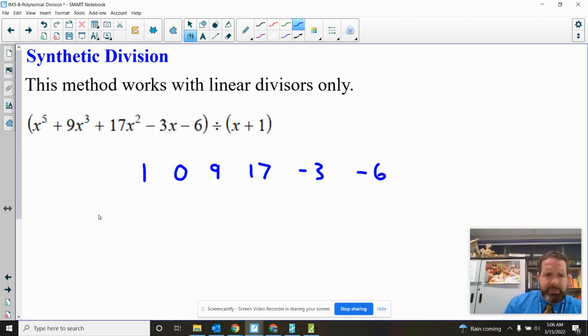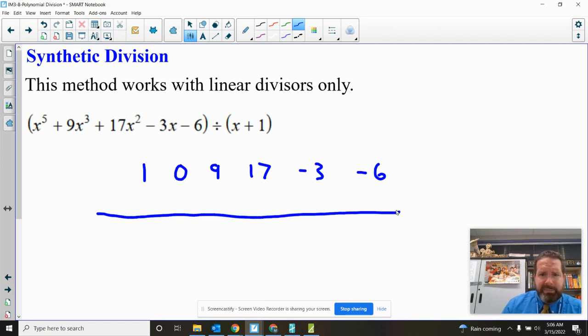You're then going to set up a little line across the bottom, all right? And a little box. Now, I like to make my box just like this. So it's like a bottom and a right-hand side. In this box, you're going to put the number that makes this factor equal to 0. So if x plus 1 equals 0, then x equals negative 1. Okay, then negative 1, that's the number that goes in this box.